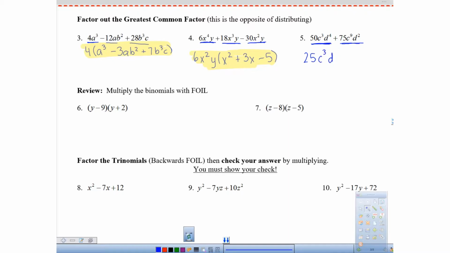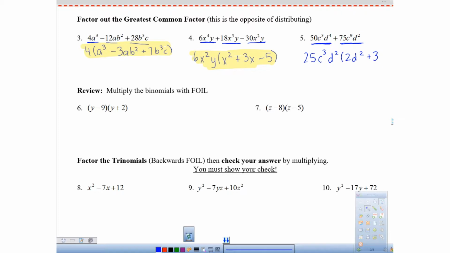On the D's, you have 4 and 2. So the most they can give would be 2 because that guy only has 2. 50 divided by 25 is a 2. 3 C's, take them out, they're gone. 4 D's, take out 2, I still have 2. Plus 75 divided by 25 is a 3.